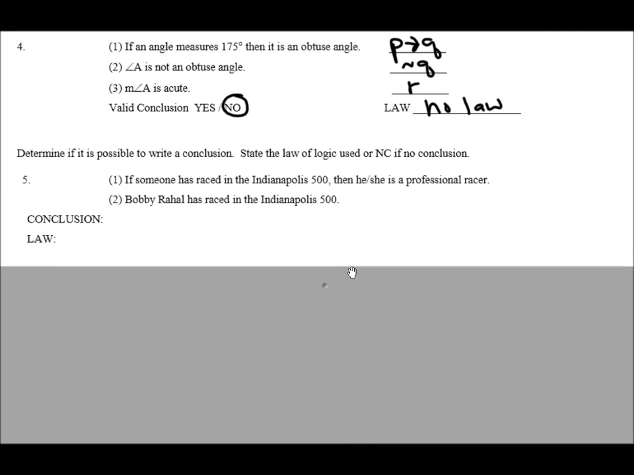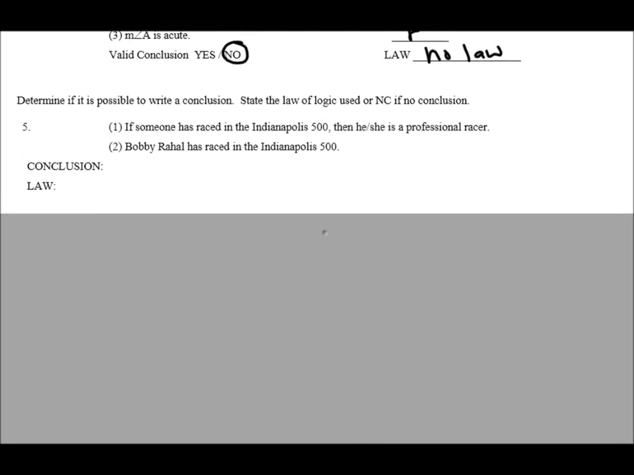So now we're also going to do the same thing. This is very repetitive, but more practice makes perfect. We're going to identify if it's possible to write a conclusion, and then if so, state the law of logic that we used. So if someone has raced the Indianapolis 500, that's going to be our P. Then he or she is a professional racer. That's going to be our Q.